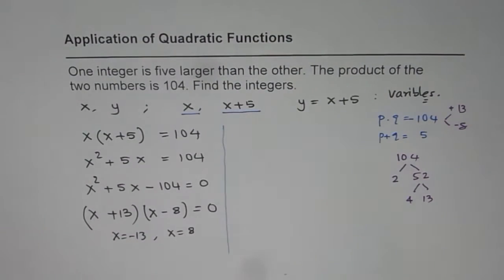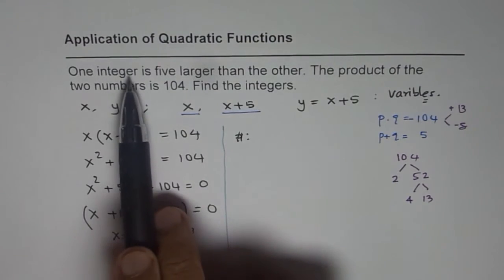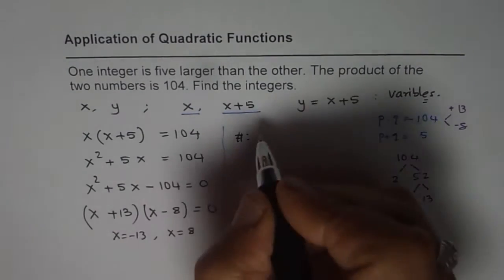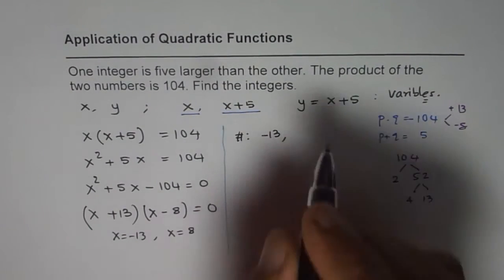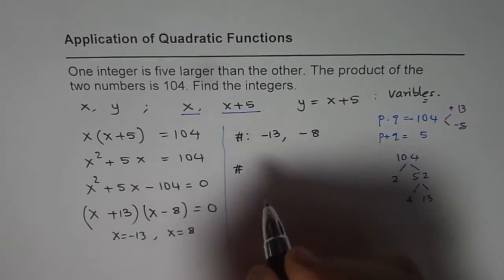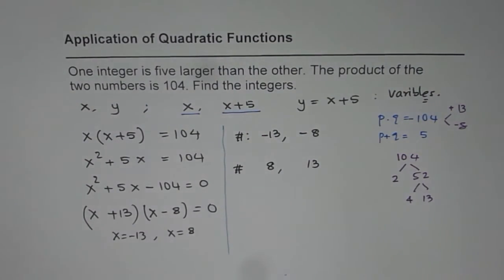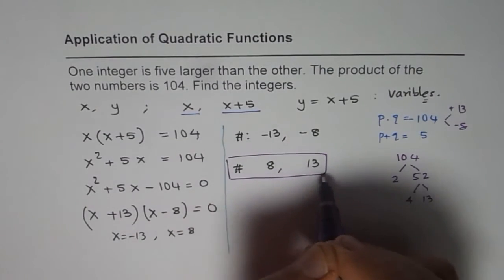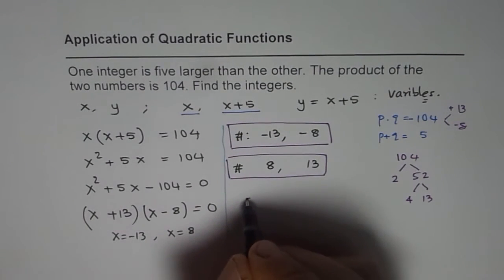So we actually have two sets of answers for this question. So one set is, it says one integer is 5 larger than the other, right? So if I use one integer x as minus 13, then the other is x plus 5, minus 13 plus 5, which is minus 8, right? So that is one set of solutions. The other one is, I could use 8 and the other number, 8 plus 5 is 13, right? So these are also the solutions. So we have two sets of solutions here. The numbers could be 8 and 13 or minus 8 and minus 13, right? So these are our solutions.